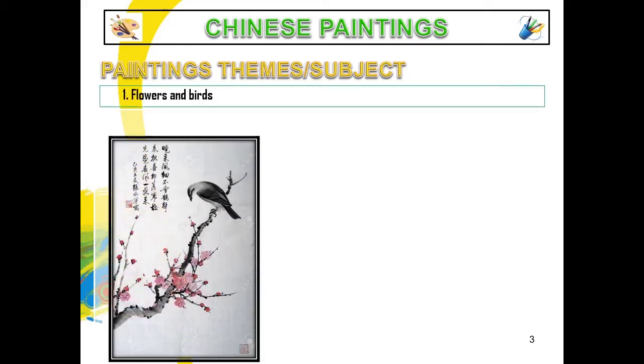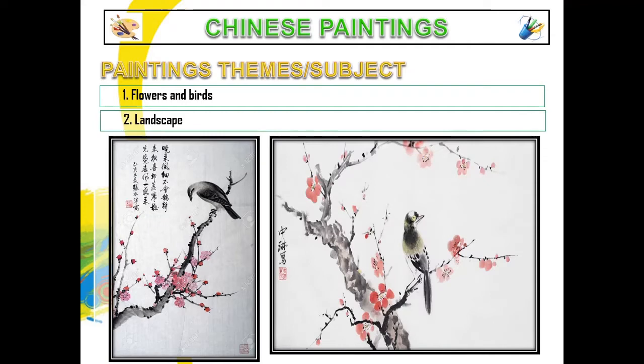Now, for the themes and subject of the Chinese painting, they love flowers and birds. And the one that we talked about a while ago, the landscape. What can you say on the simplicity of the painting? It is simple and yet very elegant. The use of space element on the canvas was perfect, and the calligraphy makes it more classic.